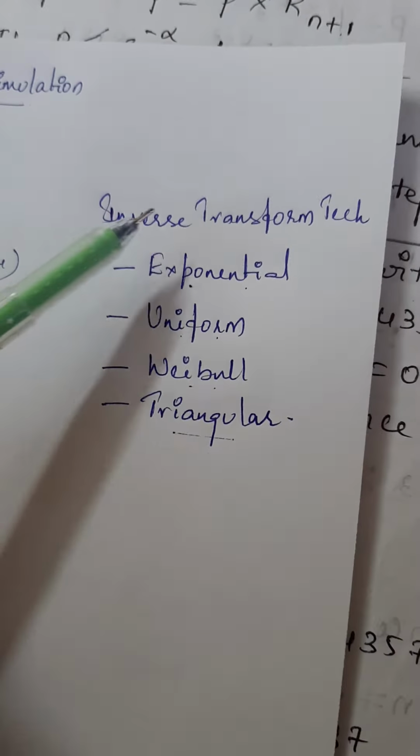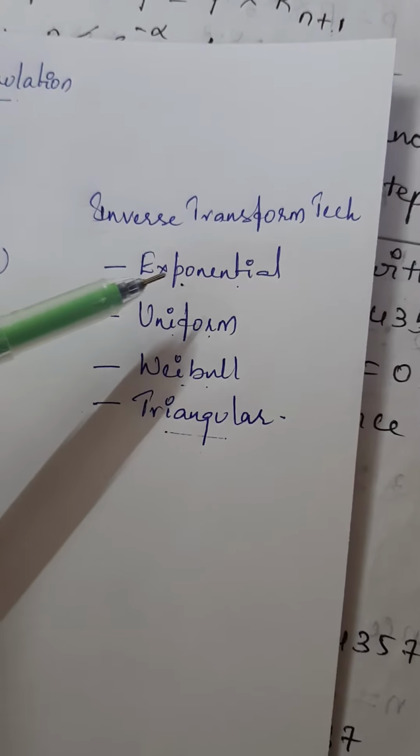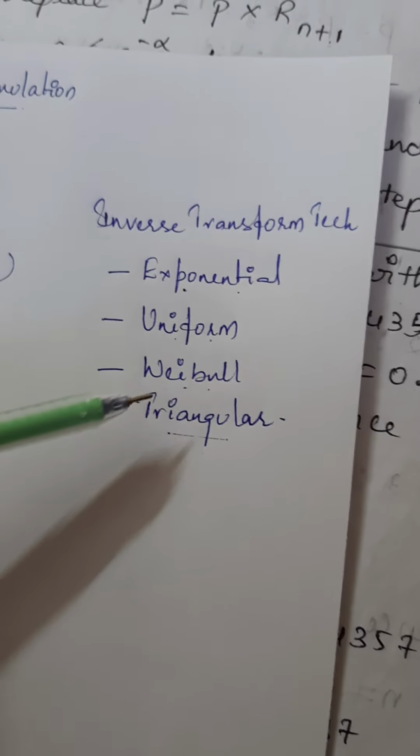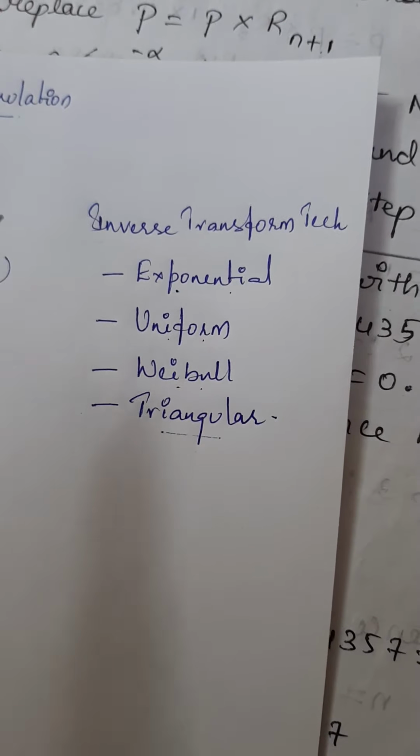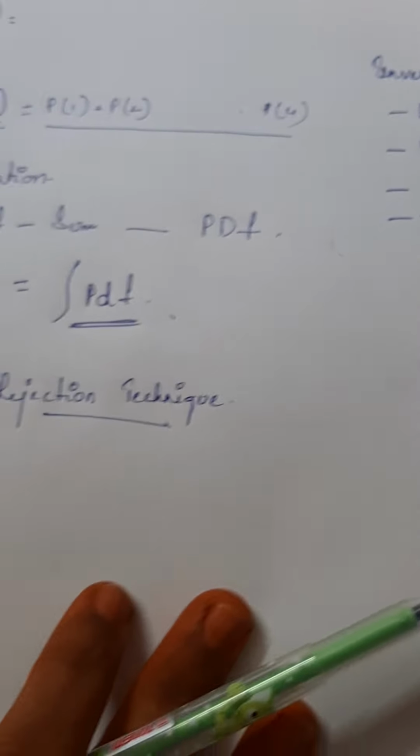So, in the inverse transform technique, we have derived an equation for exponential distribution, uniform distribution, Weibull distribution, and triangular distribution. So this ends the inverse transform technique. Next one is the acceptance rejection technique.